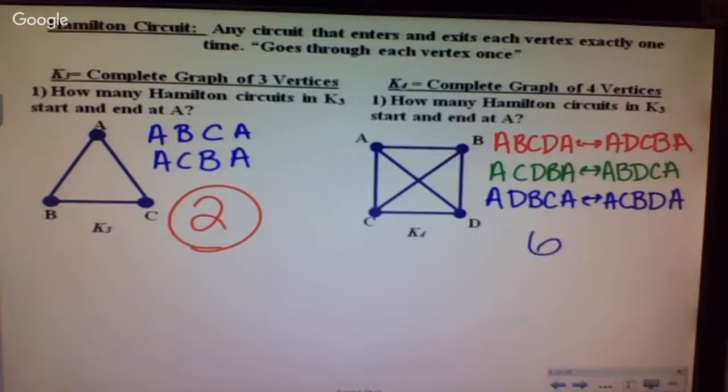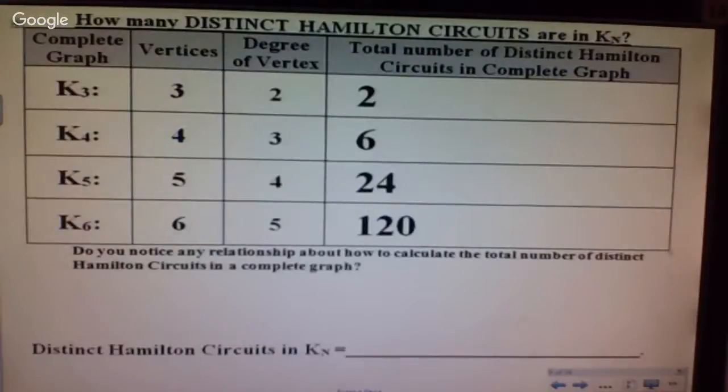So if I have a complete graph of 4 vertices, so K sub 4, I have automatically 6 Hamilton circuits every time. So I should be able to give you a question that says, you have a complete graph of 7 vertices. How many Hamiltonian circuits do you have? And you should be able to answer me that question. So there is a formula, a method to my madness. I promise, there's always a formula for that.